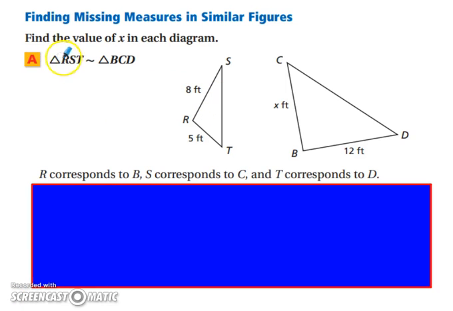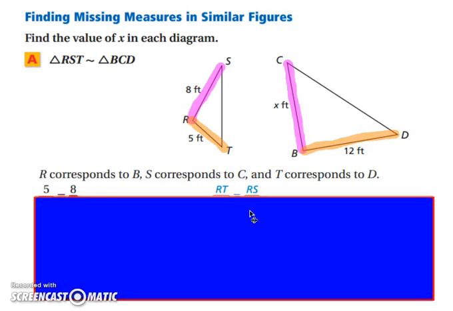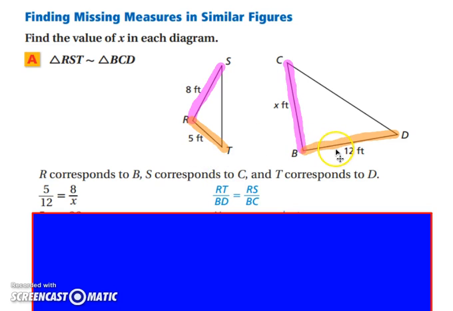So therefore, RS corresponds with BC. To set up a proportion, you need more than just 8 and x going together, but you also have RT and BD. They correspond to each other. Now you can set up a proportion. So we have 5 over 12 equals 8 over x.